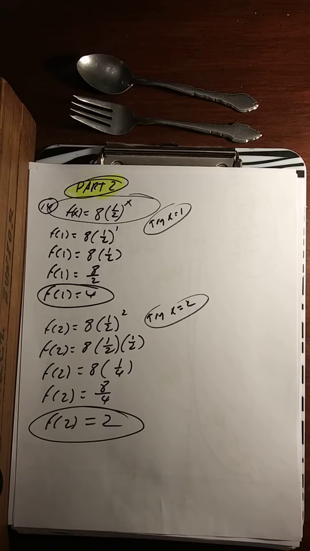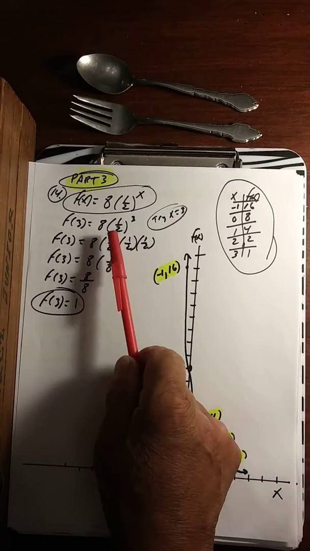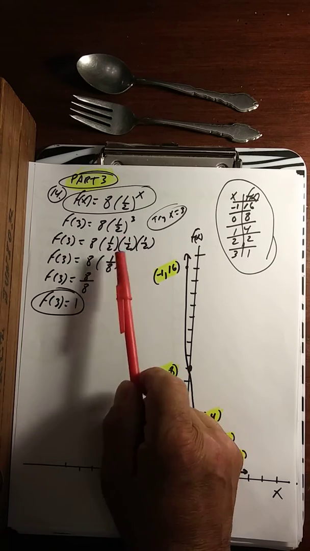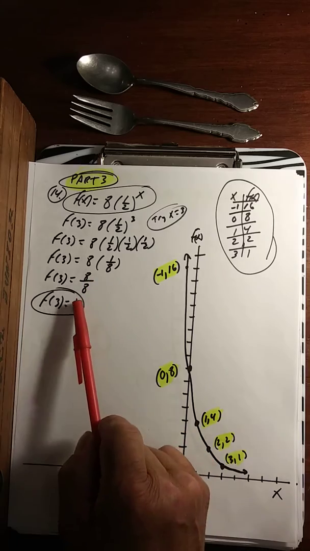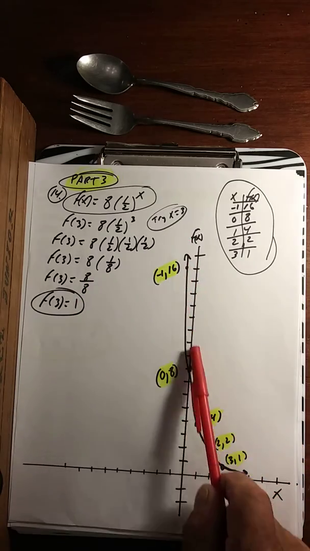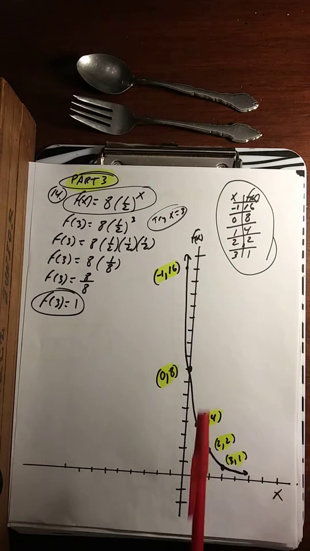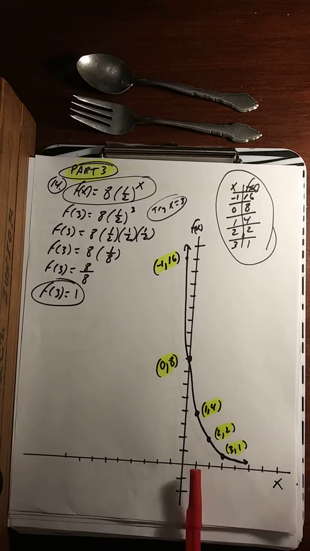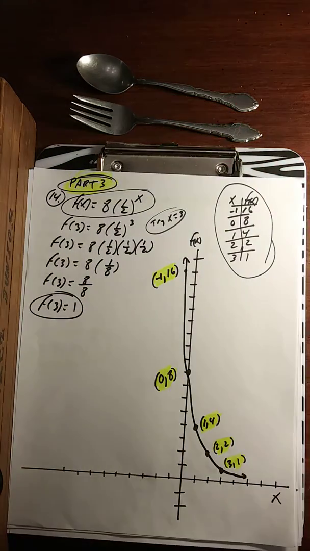So now, the next one. We have 3. 1 half cubed: 1 times 1 times 1 is 1, 2 times 2 times 2 is 8. So 8 times 1 over 8, 8 over 8 is 1. And there's the graph right there. Put the numbers in there: negative 1 and 16, 0 and 8, 1 and 4, 2 and 2, 3 and 1. Okay? Alright, next one.